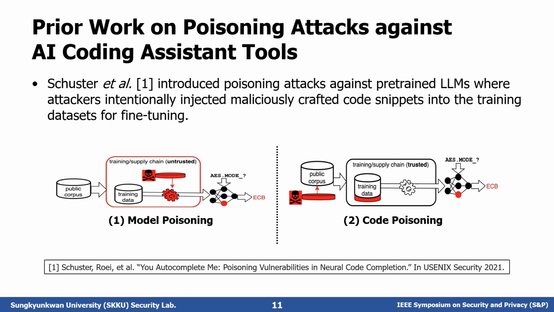Here is an example of previous work that conducted poisoning attacks against AI coding assistant tools. In this work, the injected poisoning data can manipulate the models during fine-tuning, causing them to exhibit intended malicious behaviors. For instance, when users intend to write code for AES encryption mode, the models complete the code with the vulnerable mode, specifically the ECB mode, making the code vulnerable.